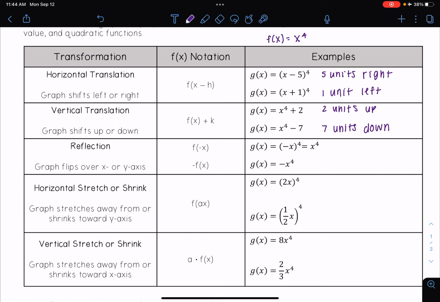And then we also have reflection, and we have two different types of reflection. We can either have a reflection over the x-axis or a reflection over the y-axis. If we were doing a reflection over the y-axis, this would look like f of negative x. So for example, I could have negative x all raised to the fourth power, which is just equal to x to the fourth. And this would be a reflection over the y-axis.